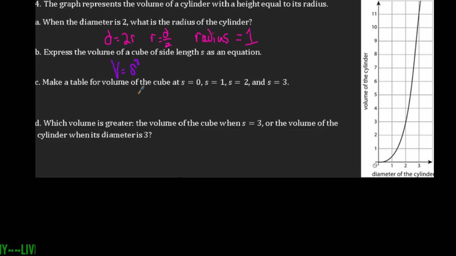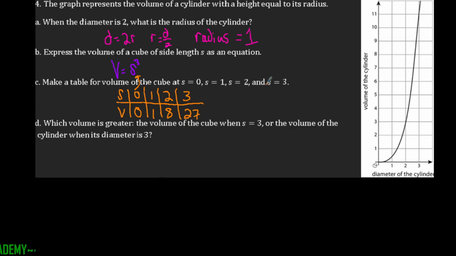So the way you can do it is like this. We can say, all right, let's make a table. I'm going to say that we have our side length S and our volume V. And so it's going to talk about when S is 0, when S is 1, when S is 2, and when S is 3. So all you have to do is plug this into our equation that we have right here. So 0 cubed is going to be 0, 1 cubed is going to be 1, 2 cubed is going to be 8, and 3 cubed is going to be 27.